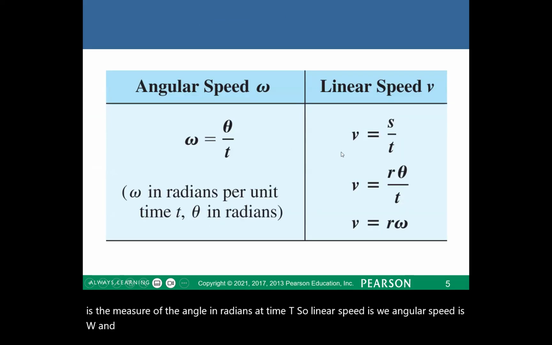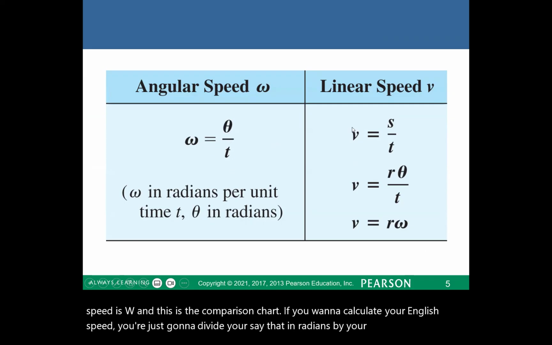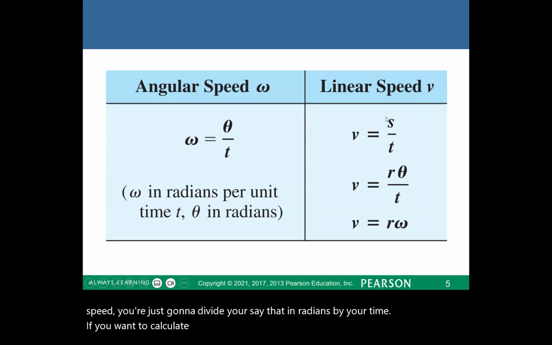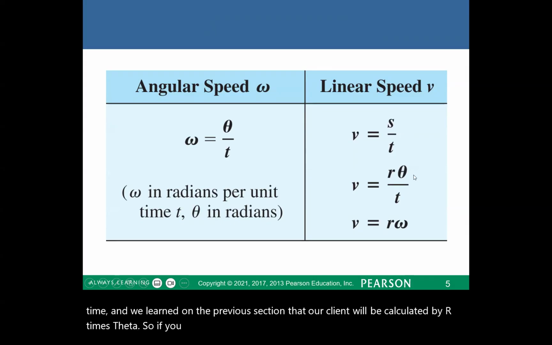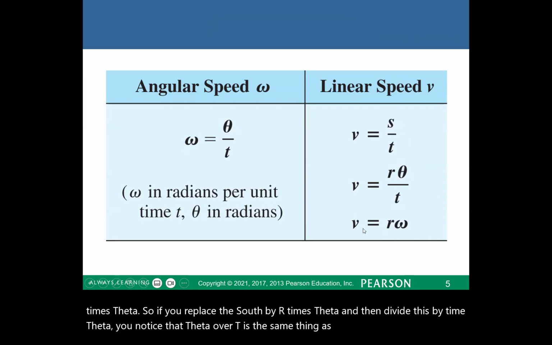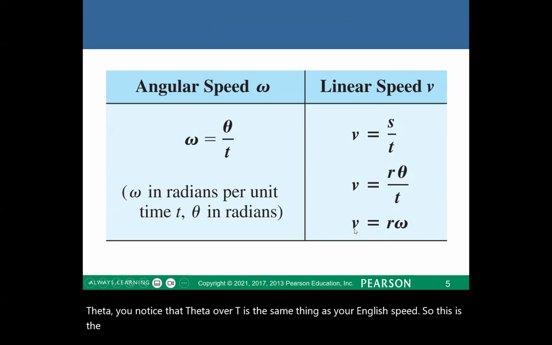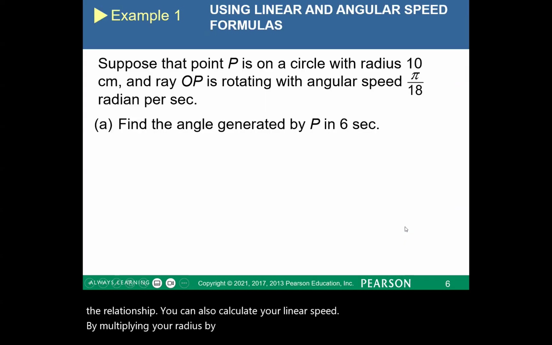And this is the comparison chart. If you want to calculate your angular speed, you just divide your theta in radians by your time. If you want to calculate your linear speed, you divide your arc length by time. We learned in the previous section that arc length is calculated by r times theta. So if you replace s by r times theta and then divide by time t, you notice that theta over t is the same thing as your angular speed. So this is the relationship. You can also calculate your linear speed by multiplying your radius by your angular speed.